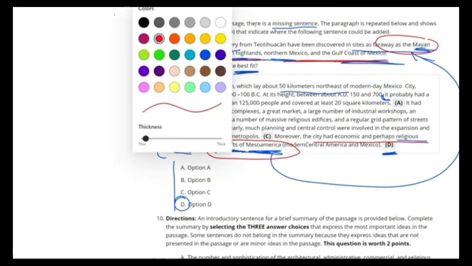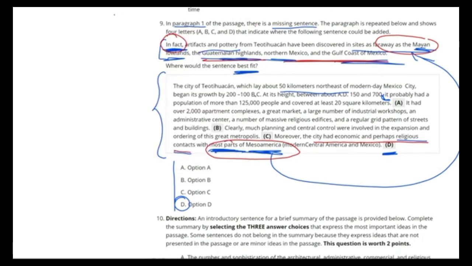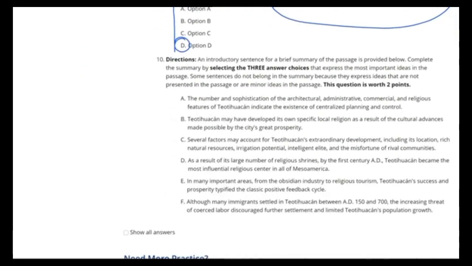Just for your information, guys, this is an organization question. Organization question, and we call it like that because you have to organize something here. You have to insert the sentence at the right place. That's why it's called an organization question. Let's go on with question number 10. This is the last question and then we're done.